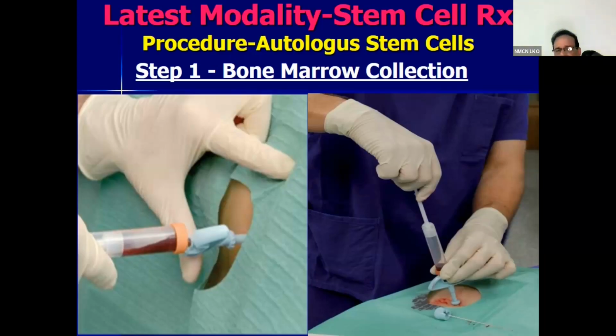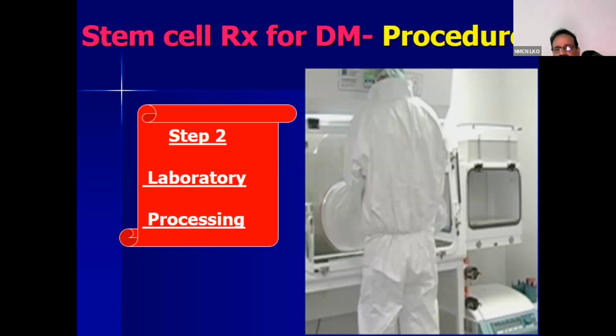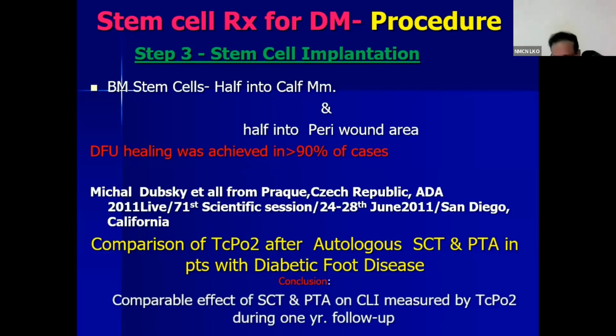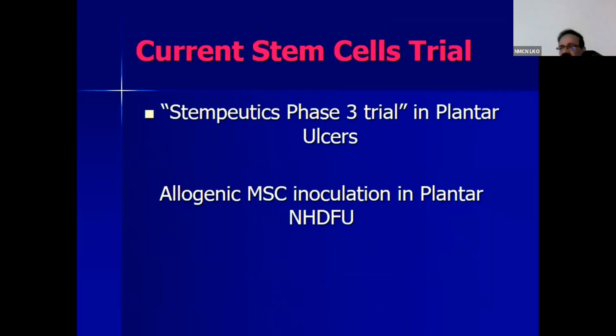So this is a mechanism which I have been doing in BLK Max. Autologous stem cells are taken from the bone marrow of the patient. They are developed in the laboratory, and then they are injected. Half of them are injected in the calf muscles, and half of them are injected around the periwound area. Diabetic foot ulcers were found to heal in 90% of the cases. So there have been certain trials also. Again, this is reserved only for the vascular ulcer where angioplasty or bypass is not possible.